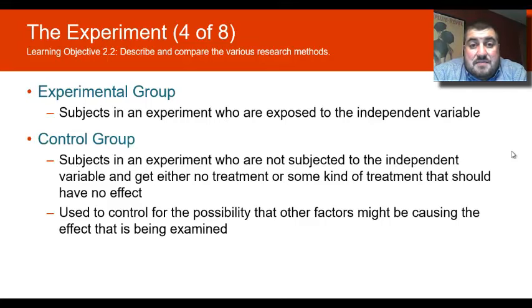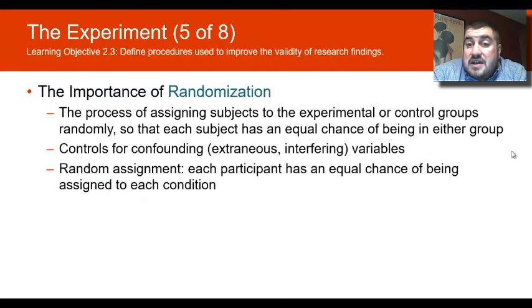And it's important to randomly assign your people to either the experimental group or the control group, so that each subject has an equal chance of being in either group. This helps to control for confounding variables.